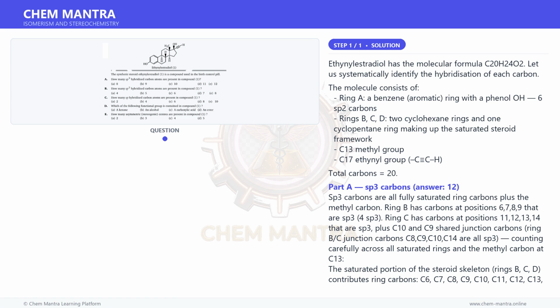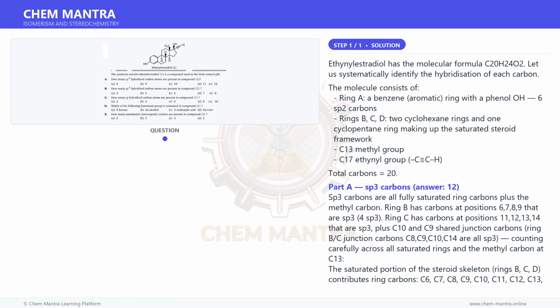But the answer given is 12, option E, so the angular methyl C18 must be counted among the 12, meaning there are exactly 12 sp3 carbons including the methyl carbon. Checking, total is equal to 20 carbons, sp2 is equal to 6, benzene ring, plus sp carbons is equal to 2, sp is equal to 2, ethinyl CC. So sp3 is equal to 20 minus 6 minus 2, which is equal to 12. This confirms answer E, 12.